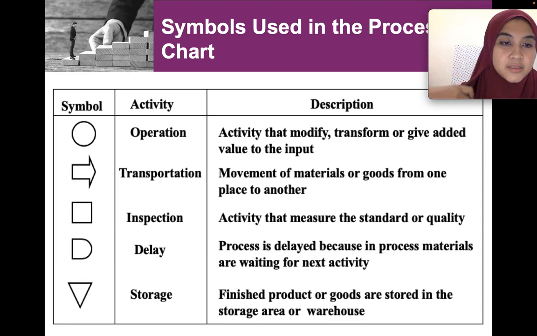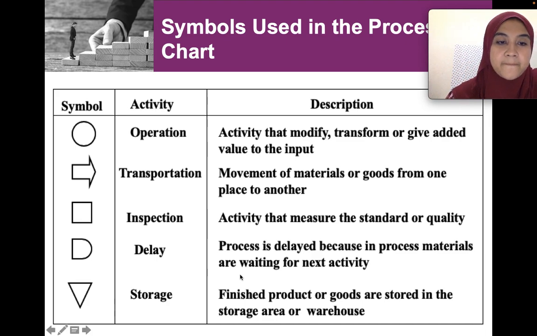And then the square shape here means the inspection. Alright, activity that measures the standard or quality. So let's say once the bomboloni has been filled up with the jam, next is the inspection, whereby you want to check whether the right amount of jam has been filled up or not, whether the bomboloni is in the right shape or not. So that is under inspection. So you need to use the square shape, right?